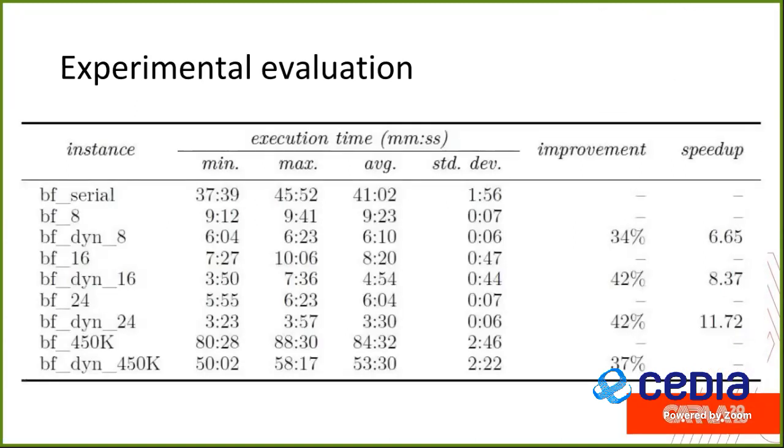Okay, so the results of our evaluation show that we were able to improve the execution time when compared to the static scenarios by around 34 up to 42%. And when compared to the sequential execution, we were able to improve speedup from around 6 to over 11, that is, when increasing the number of processors up to 24.